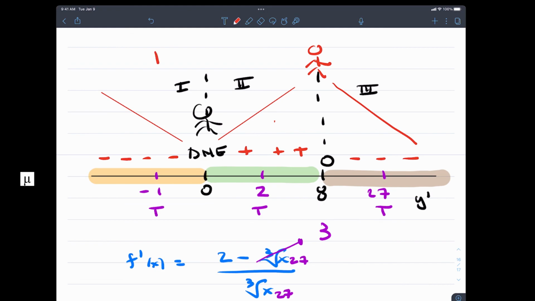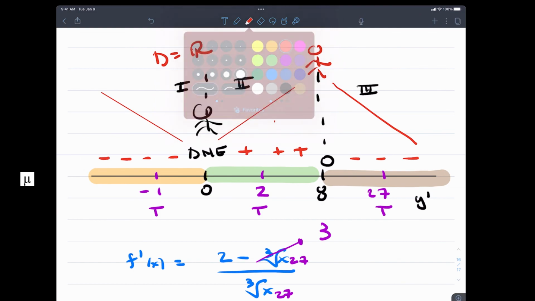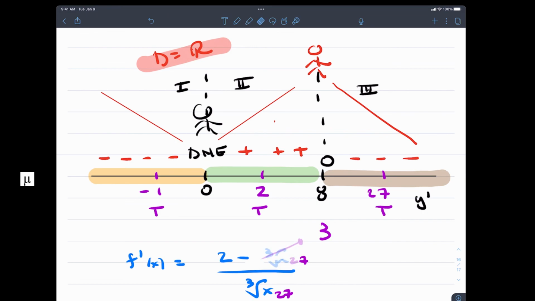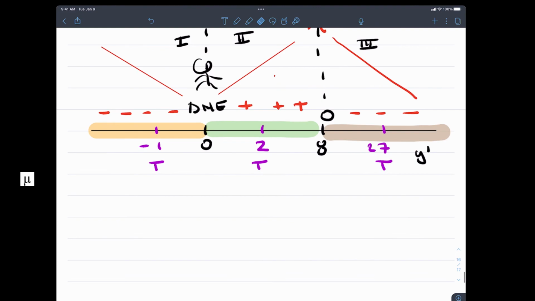So since the domain is all real numbers here, that means every real number gives me an output. Just because I'm not differentiable at 0 doesn't mean I'm not defined at 0. The domain's all real numbers. Okay, I'll go through that analysis here for you guys. I'll share with you my point.